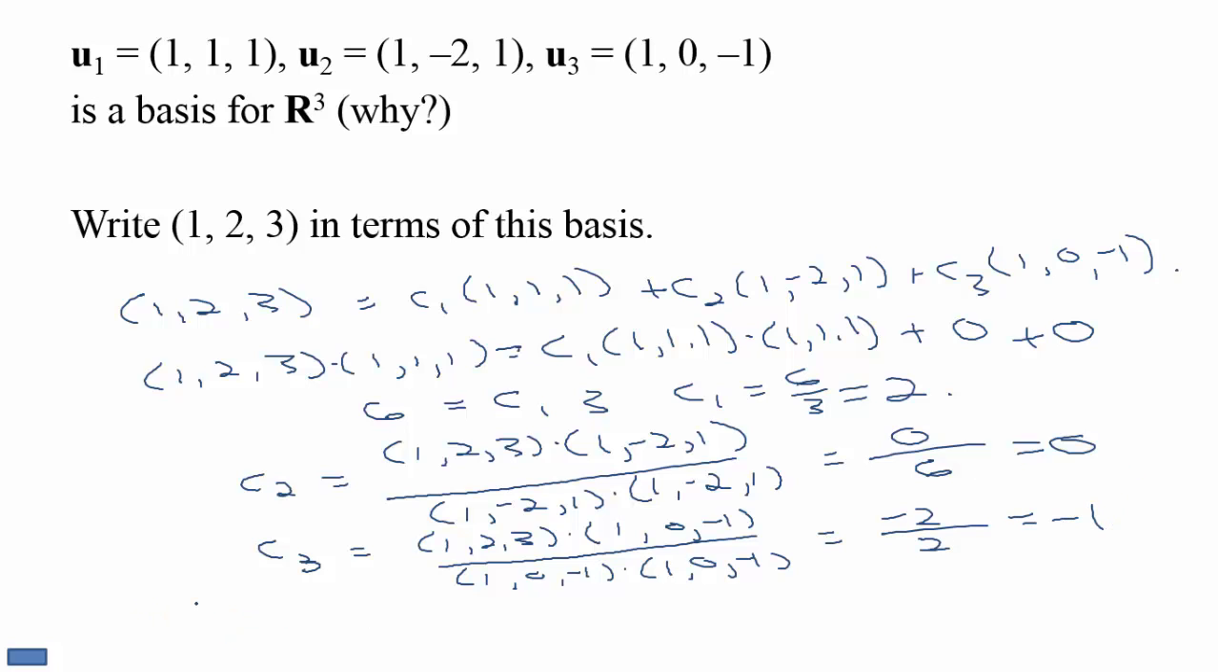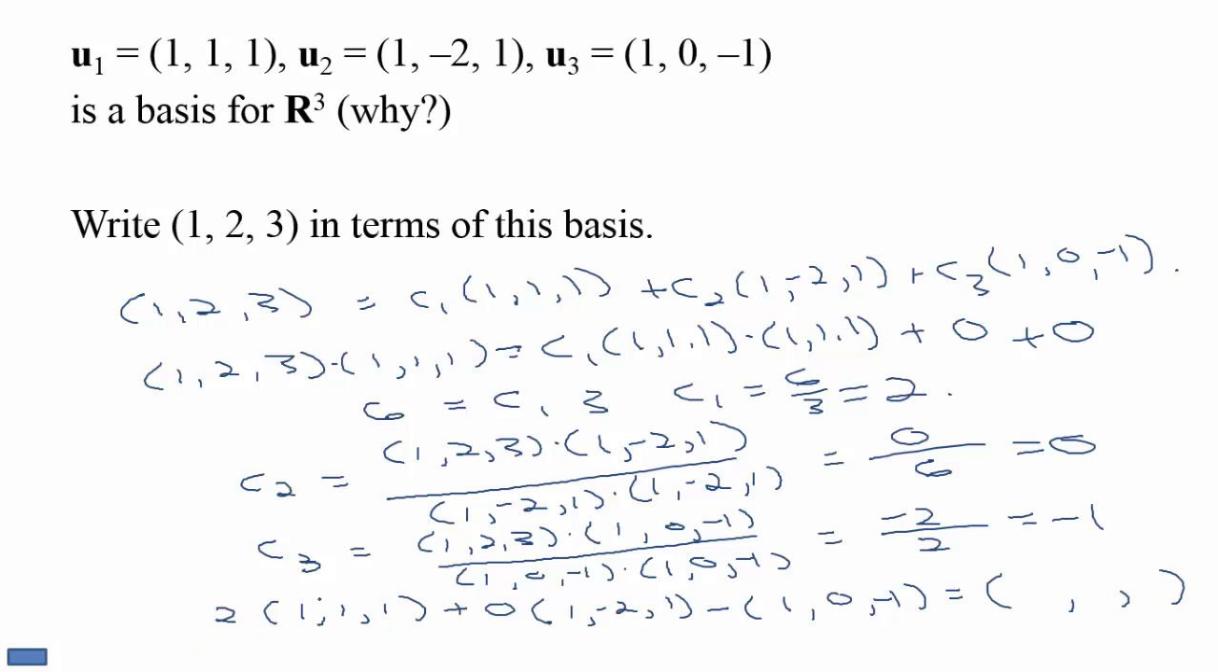So we can just check that really quick. C1 is supposed to be 2, so we take 2 times U1, and C2 is supposed to be 0, so we're going to take 0 times U2, that's 1, negative 2, 1, and then C3 is supposed to be negative 1, so we're going to have negative 1 times 1, 0, negative 1, and see what happens when we combine them.